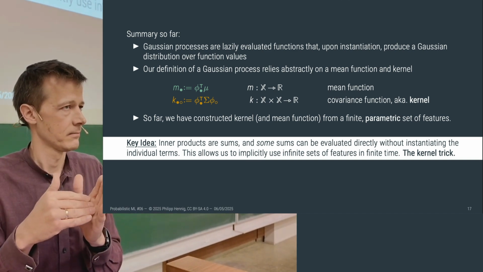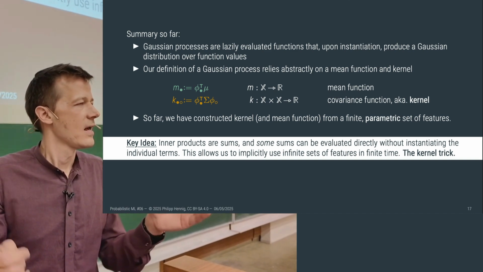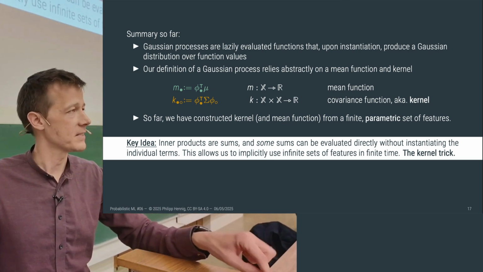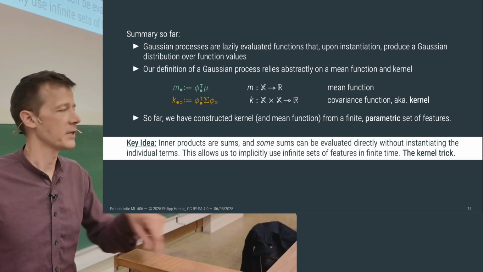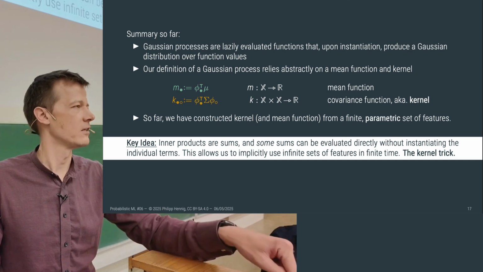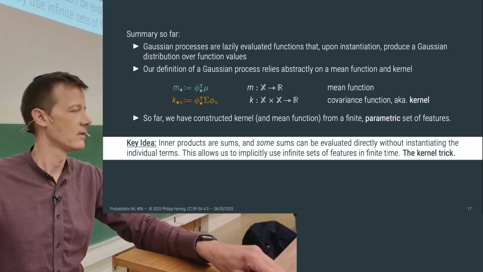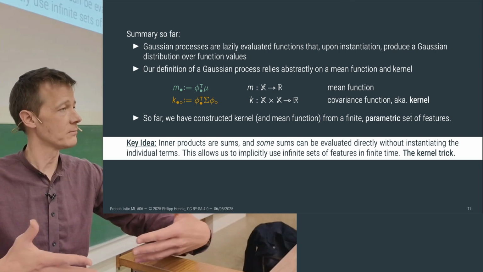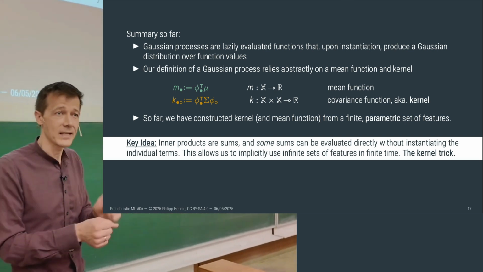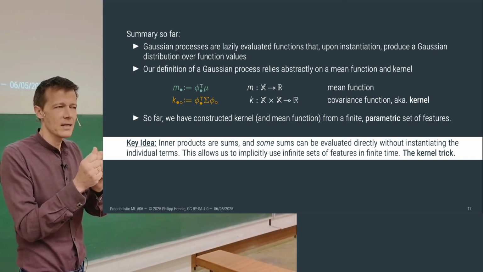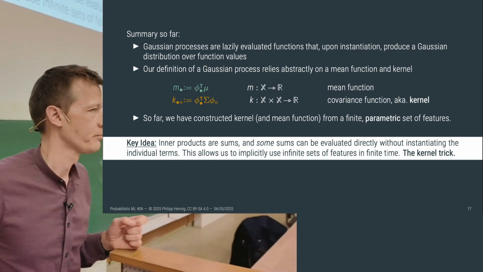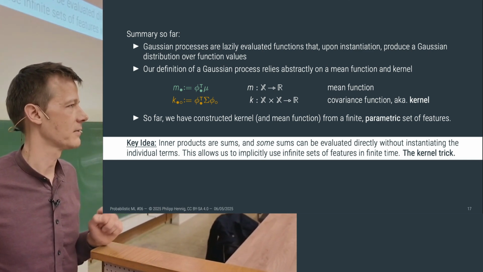So sums, right? An inner product is a sum. And there are some sums that you can evaluate without instantiating the individual terms. You've encountered them in your undergraduate lectures, in your first year, when you did series expansions and integrals. You basically did sums that have explicit forms that you get without doing the sum. And that means, if we get lucky, we can pick some features that allow us to do inner products over infinite sets of features in finite time. And this idea is called the kernel trick.